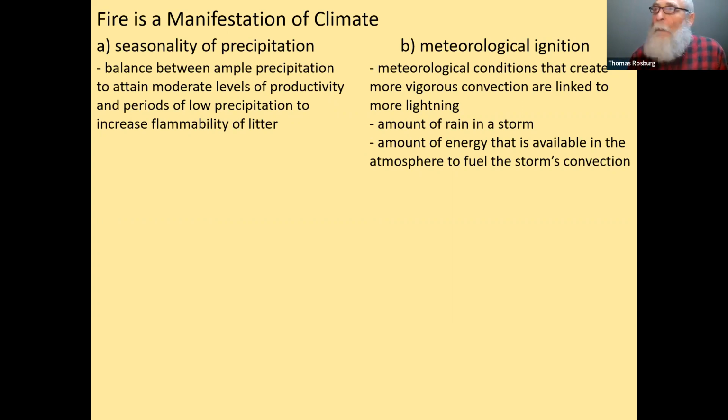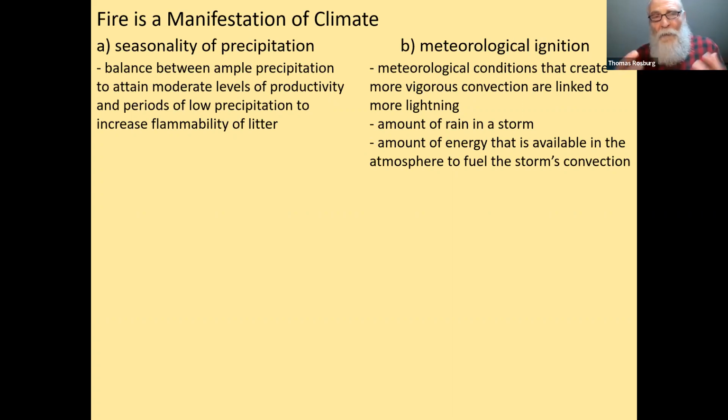The other part of the climate is meteorological ignition. You get fuel, you have vegetation, dead plant growth that can burn, but now you have to ignite it somehow. And of course, the only natural way that happens is through lightning. So thunderstorm activity is paramount there. The more thunderstorm activity, the more lightning you are going to see, perhaps.